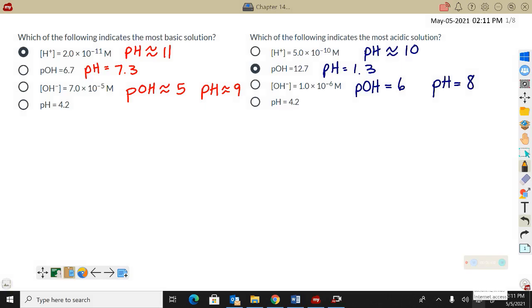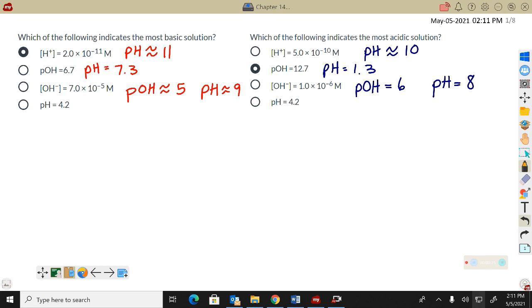Here's the assessment on acids and bases. In both of these two questions, we were looking for the most basic or the most acidic solution, but you were given different values. So I think the key is to pick one and make them all the same. So I went with pH. I'll just find the pH of all of them. And without a calculator, I just estimated.